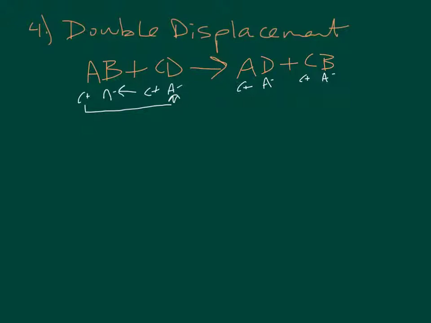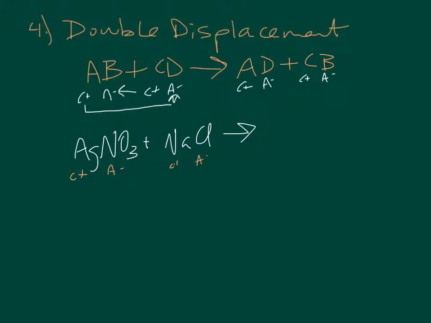Let's say I have silver nitrate plus sodium chloride. What is that going to yield? So here we go again. Silver is my cation, nitrate is a negative polyatomic ion, so that's the anion. Sodium is the cation, and chlorine is the anion. So silver and chlorine are going to go together, and then sodium and nitrate are going to go together.